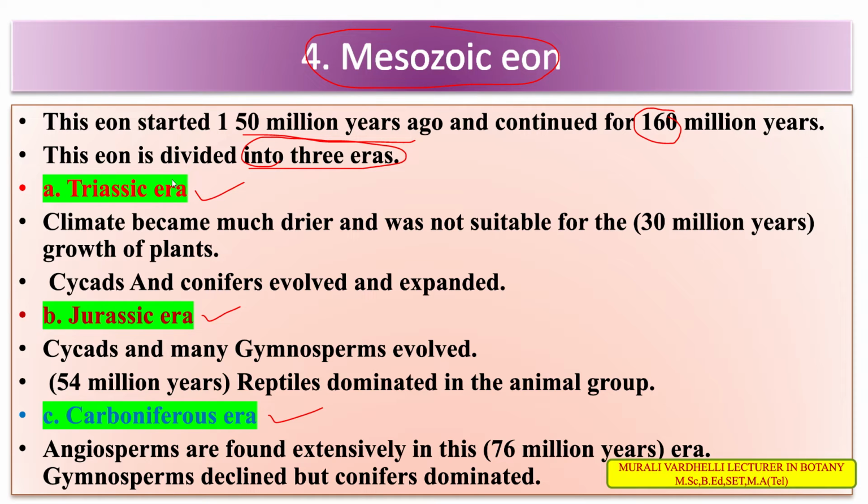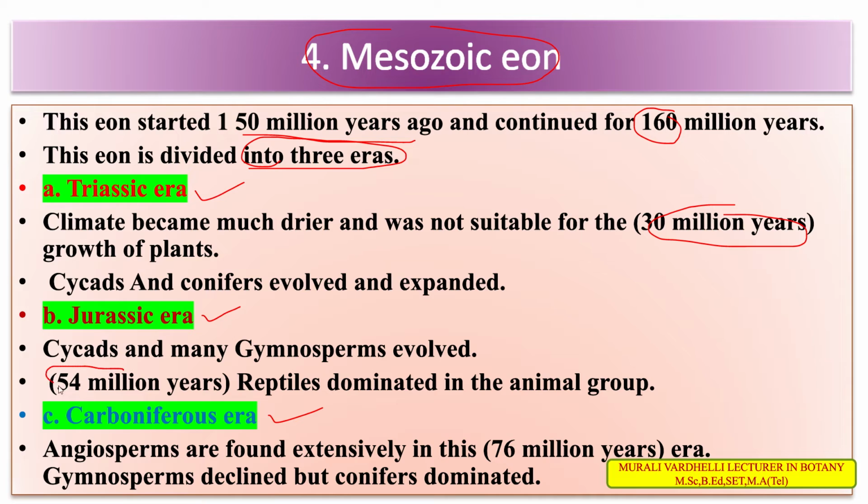The first one is the Triassic era. In this Triassic era, the climate became much drier and was not suitable for the growth of plants. It continued approximately 30 million years. In this era, cycads and conifers evolved and expanded.